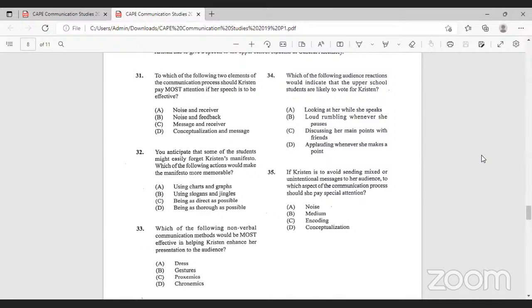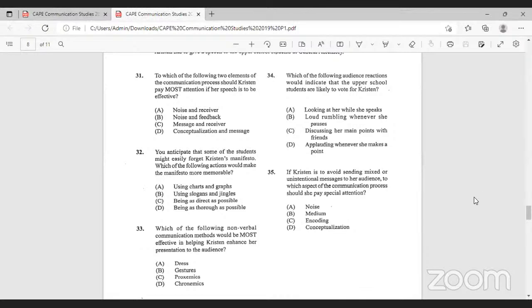34. Which of the following audience reactions would indicate that upper school students are likely to vote for Kristen? Is it looking at her while she speaks, loud rumbling when she pauses, discussing her main points with friends, or applauding when she makes a point? 34. Yeah, that one should be straightforward. 34, the answer is D. Right? Yeah, everybody got that.